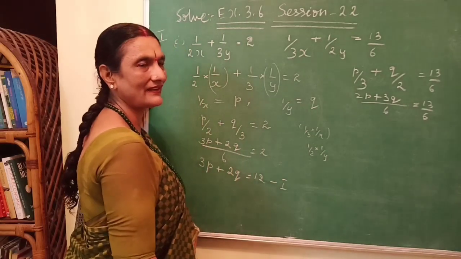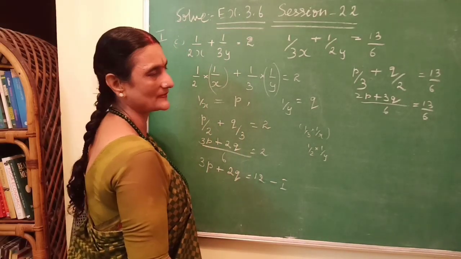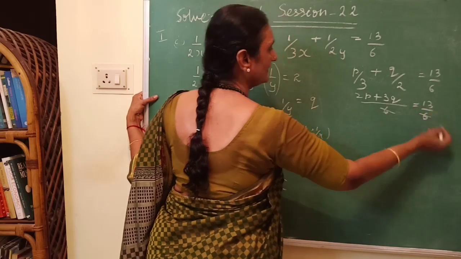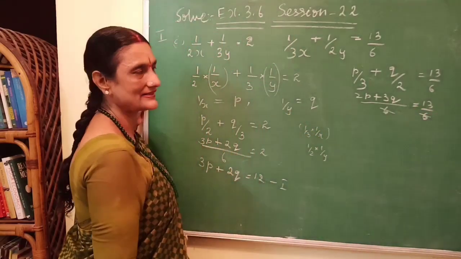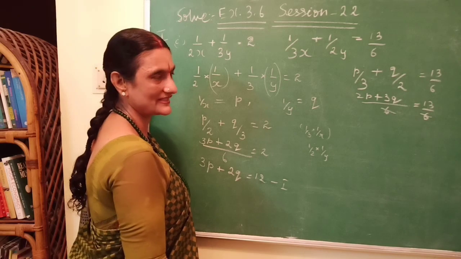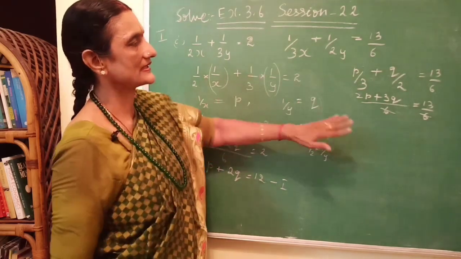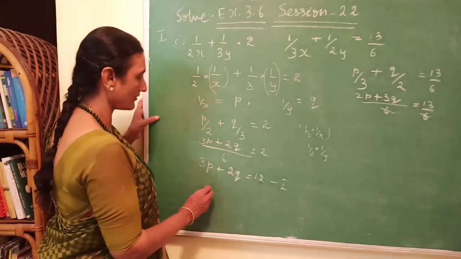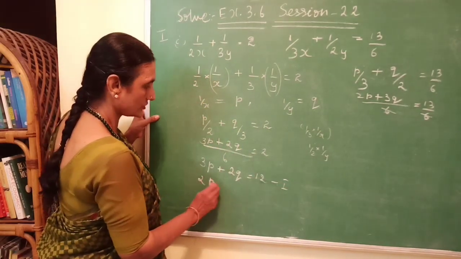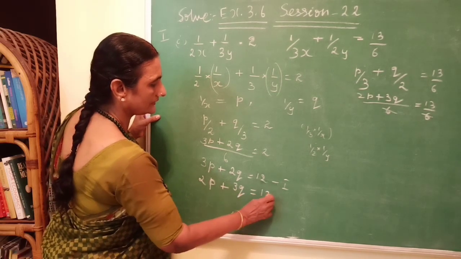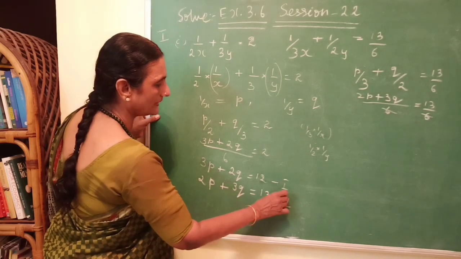Are you understanding? Here I am not going to do cross multiplication. Why? The 6 here in the LHS and the 6 in the denominator of the RHS are both in the denominator's place, and therefore equal factors we can cancel. So, 6 and 6 get cancelled. So, we have got the second equation as 2p plus 3q is equal to 13. That is equation number 2.